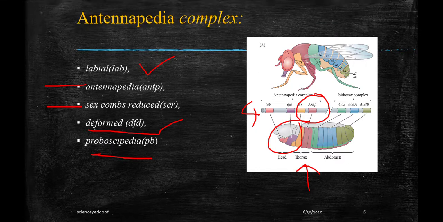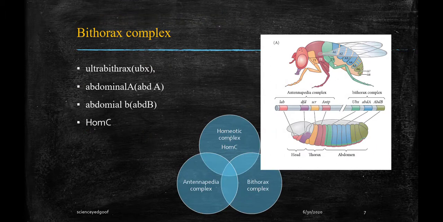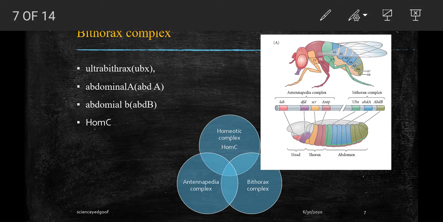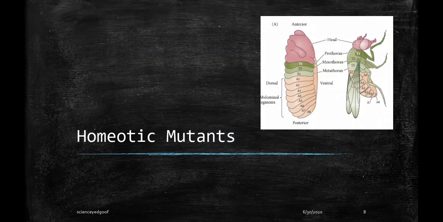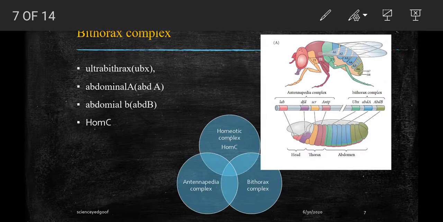And now we'll go to the next one, that is the Bithorax complex. The Bithorax complex is made up of the following genes: Ultrabithorax, abdominal A, and abdominal B. Here again you can look at the diagram. So we are talking about the Bithorax complex.